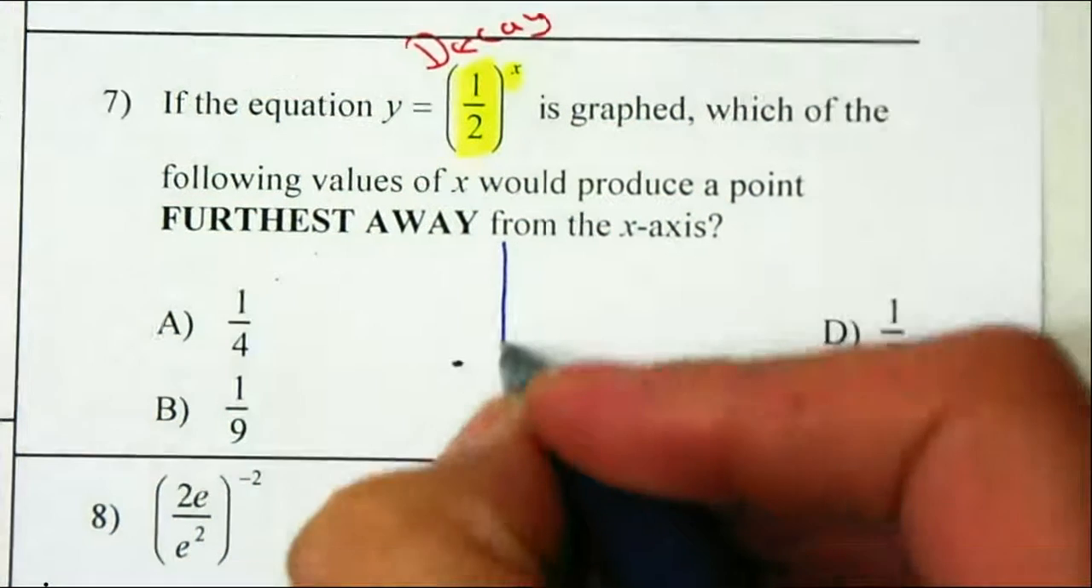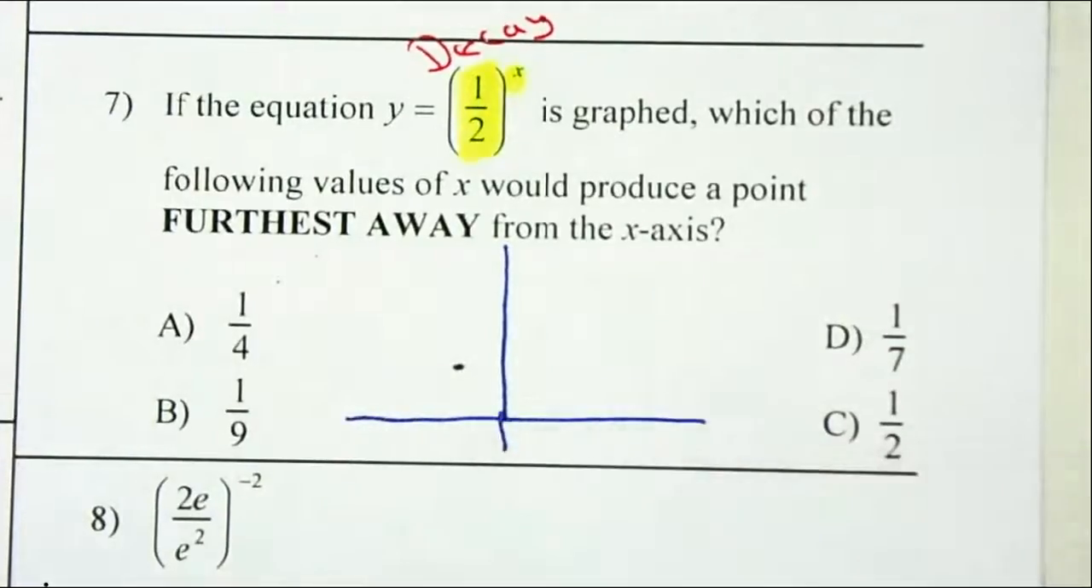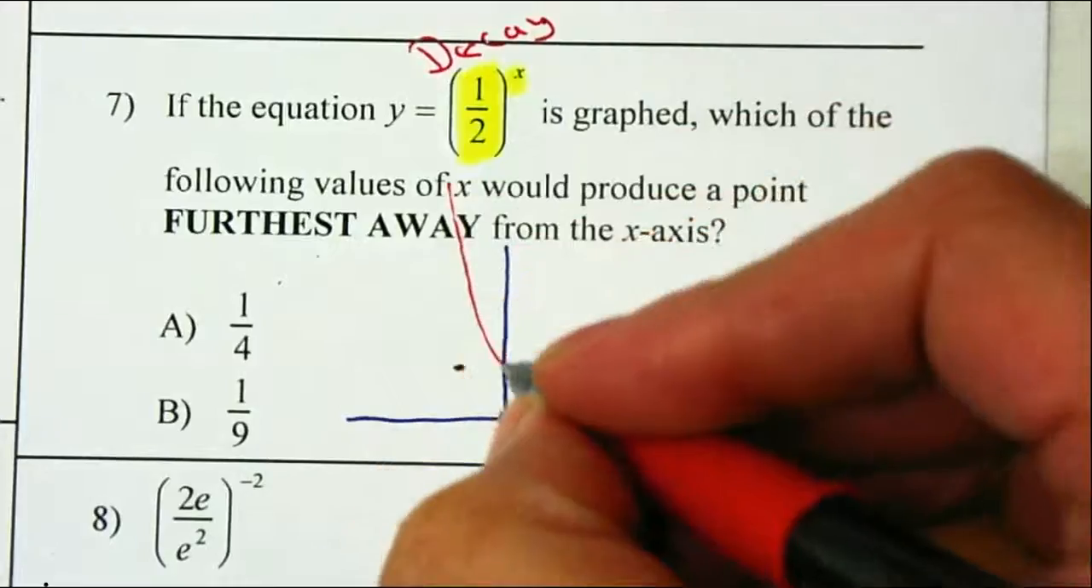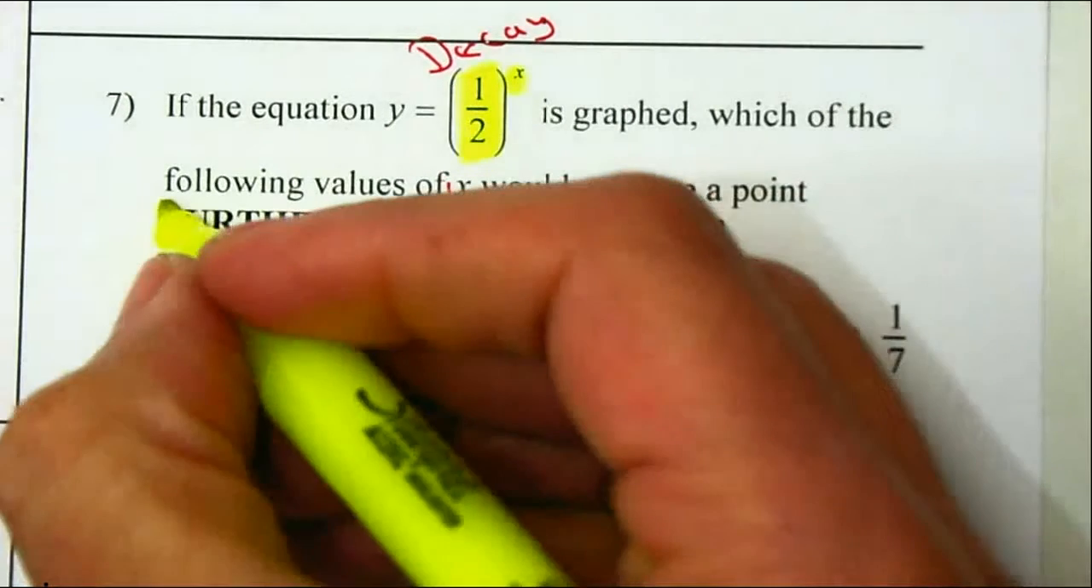If you make a little quick sketch of the x and the y, as you multiply a number over and over again, it's going to become smaller and smaller and smaller and smaller. So which one will produce a point furthest away from the x-axis?